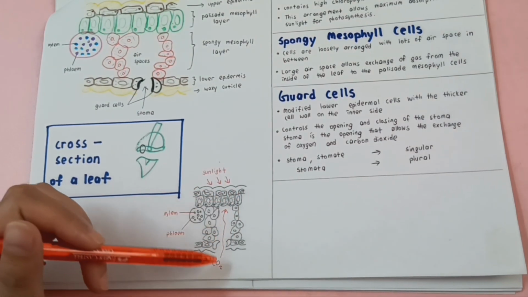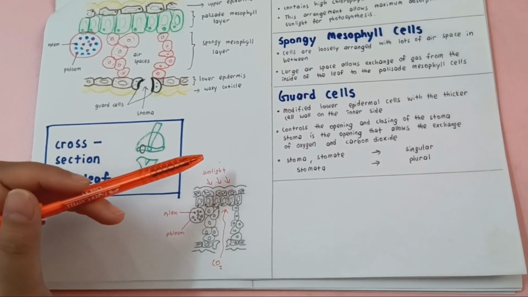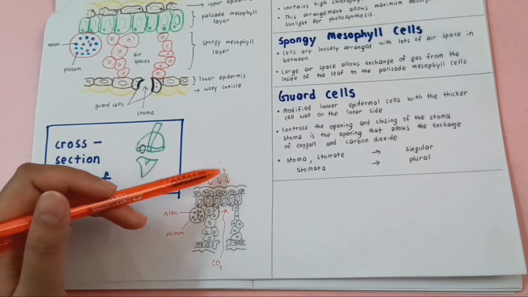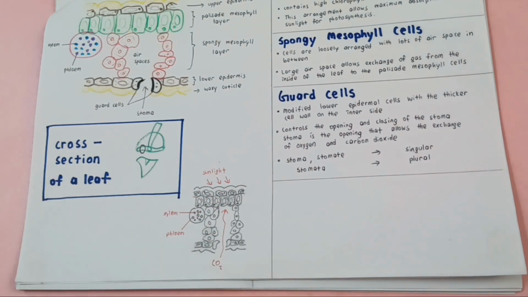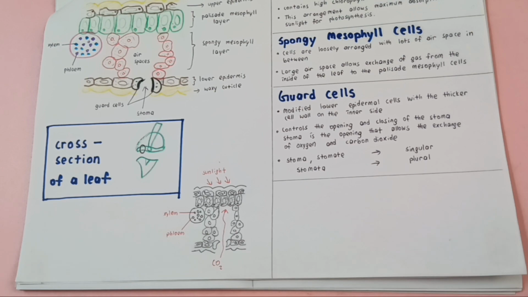Then with the supply of carbon dioxide coming from the stoma and the supply of sunlight coming from the top of the leaf, photosynthesis happens. After food is produced, the food will be carried to other parts of the plant by the phloem tissue for the survival of the plant.